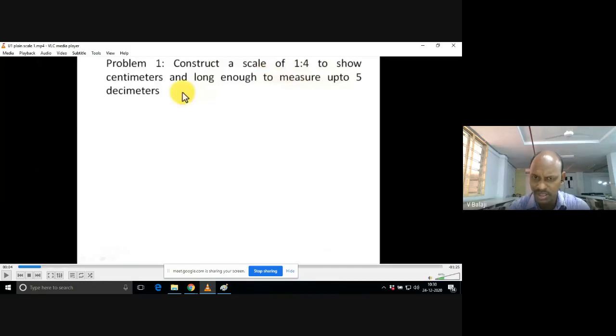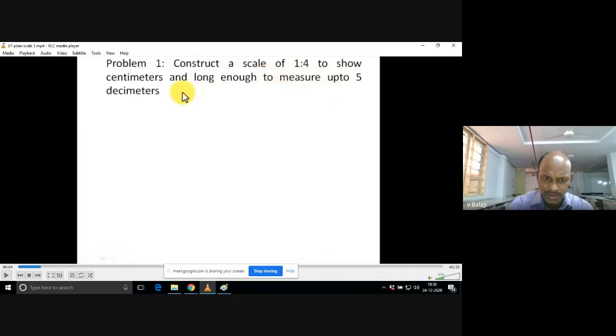There are basically two important scales, or three important scales, like plane scale, diagonal scale, and vernier scale. So these three are important. However, vernier scale is not in your syllabus. Only the first two, plane scale and diagonal scale, are there in your GR20 regulations.